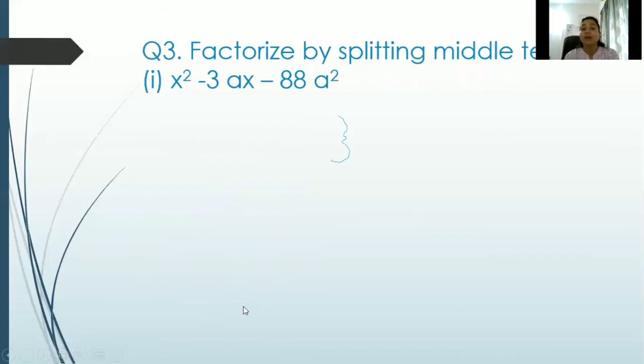Now, factorize by splitting middle term. Pay attention to this part because many of the students make mistakes in this method, right? This is a very interesting method. In fact, the moment you understand it, all problems are solved. See, this is the expression for us, x square minus 3x minus 88a square.